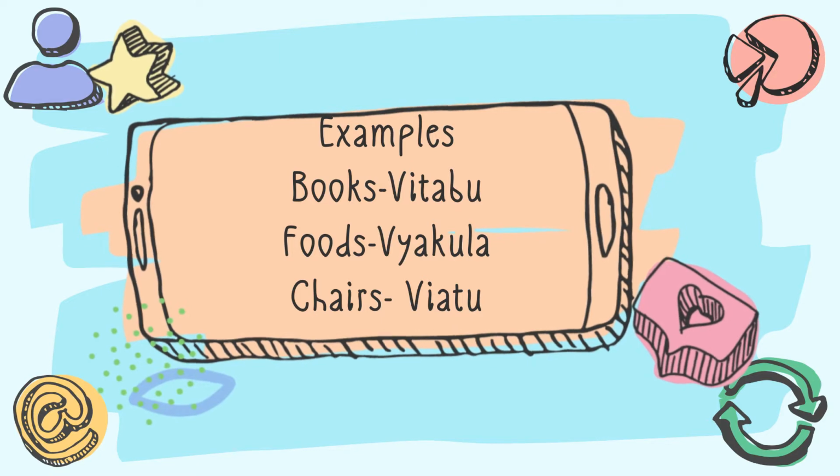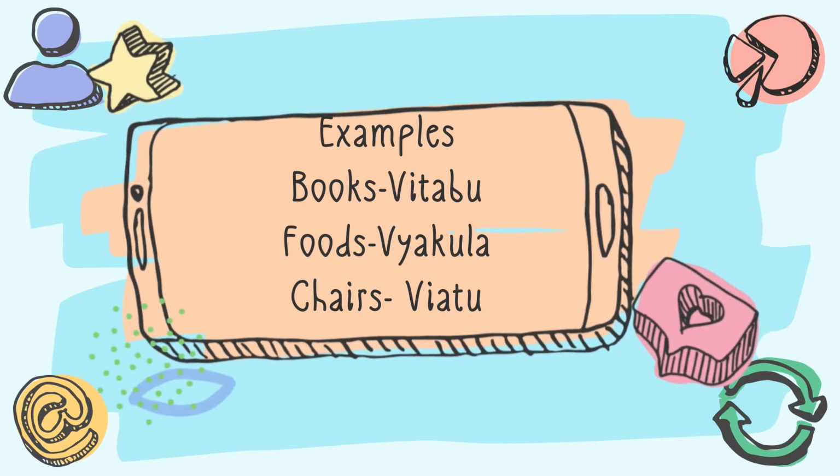Alright, let us look at some examples to see how exactly this looks. I will use the nouns from Noun Class 7 only now in their plural form. Books, vitabu; foods, vyakula; shoes, viatu.